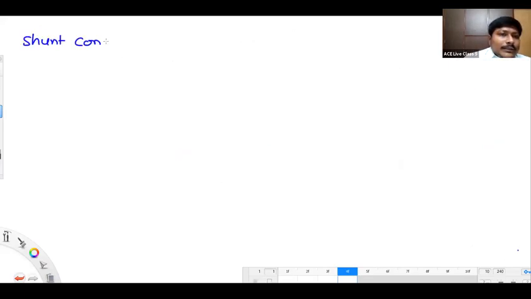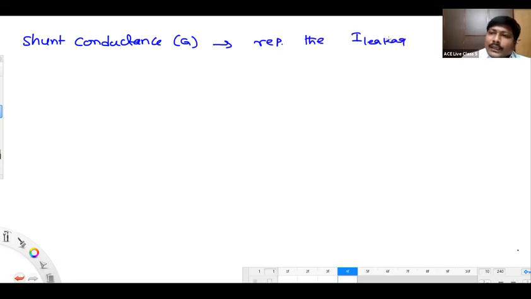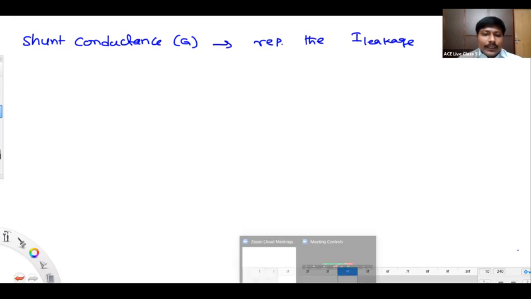Shunt conductance, G, represents the leakage current flow. Okay?